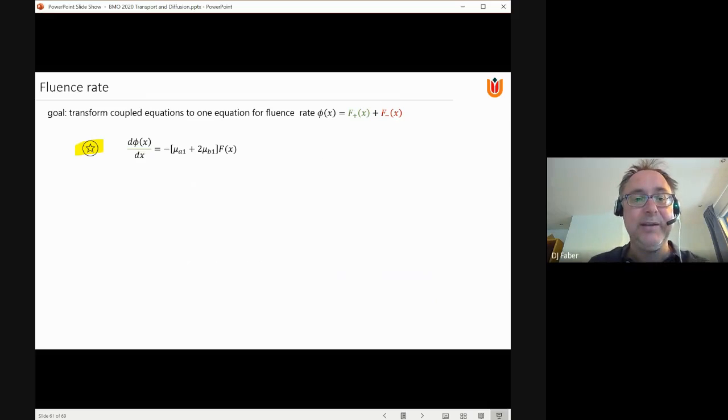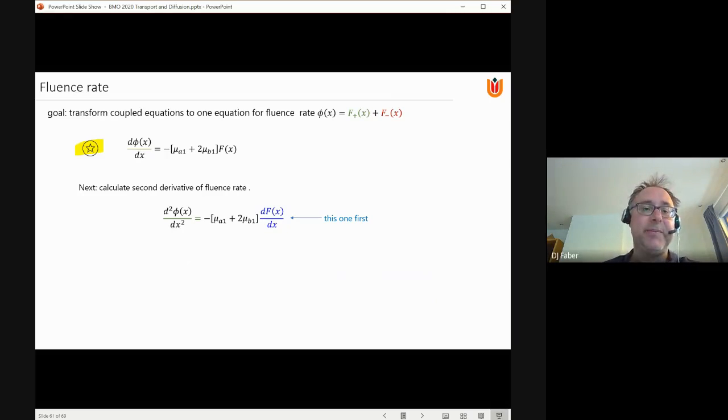So again, combining these equations, we can simplify it a little bit, and this is the resulting remaining expression. So fluence rate is the sum of the fluxes, and capital F without the subscript there is the net flux, the difference of the fluxes.